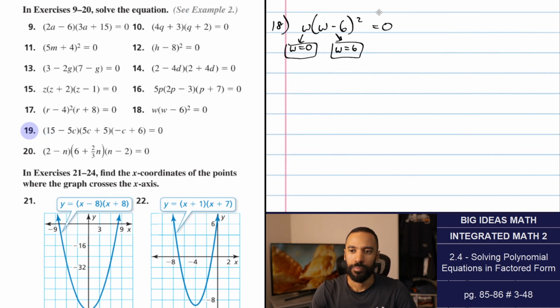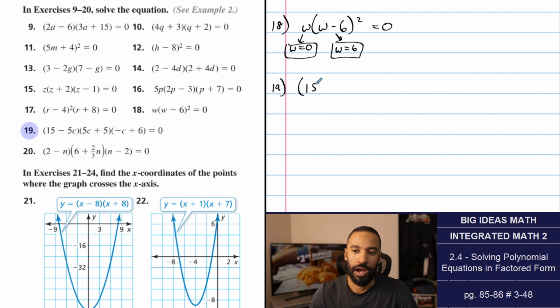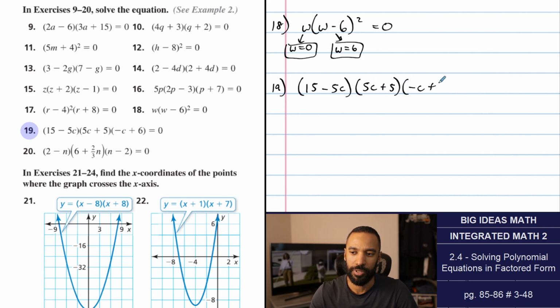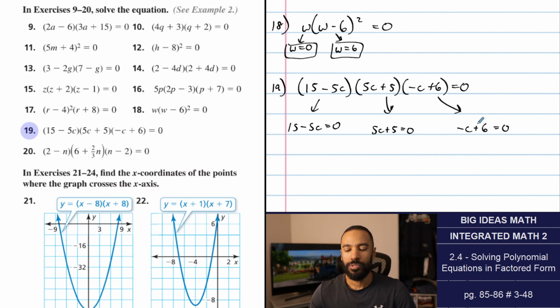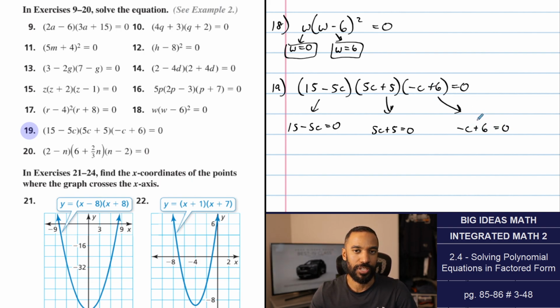Number 19, we have 3 factors, but the variables are kind of all in disarray. So maybe it's worth writing this out. Actually, I think it really is. Setting them equal to 0 separately and solving for them. So 15 minus 5c times 5c plus 5 times -c plus 6 equals 0. So either 15 minus 5c equals 0, or 5c plus 5 equals 0, or -c plus 6 equals 0. Let me just take care of that last one first. The answer is not necessarily -6, because that c is opposite. It's a -1, so we'll have to do something with that in a bit.